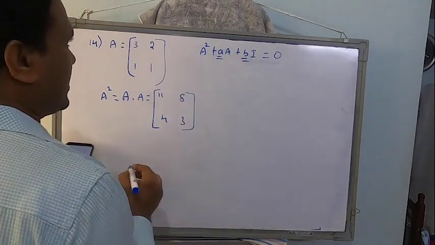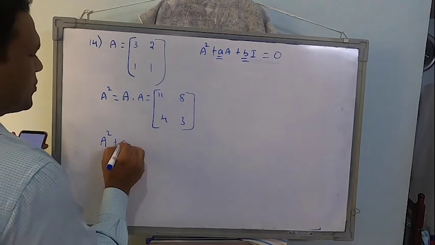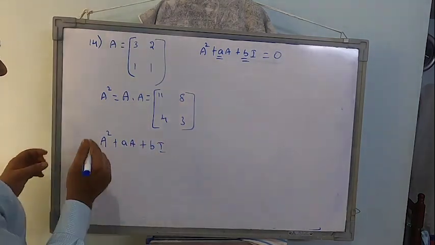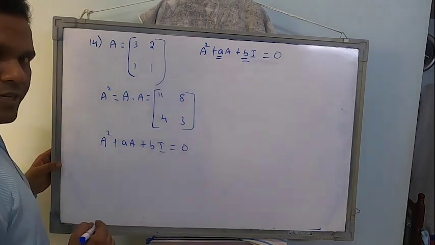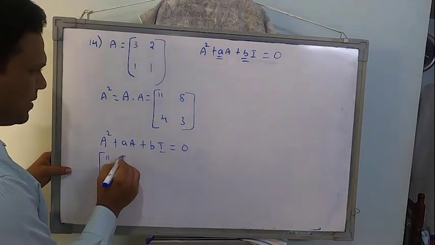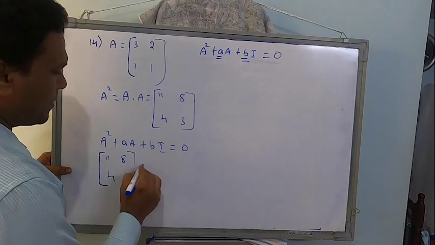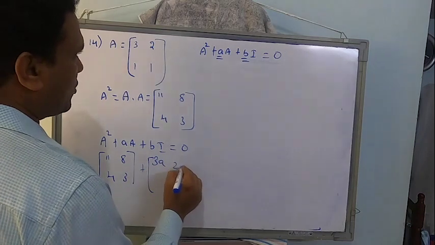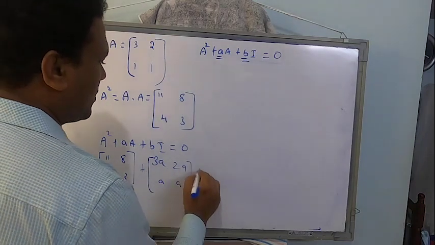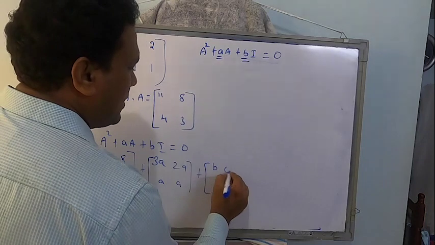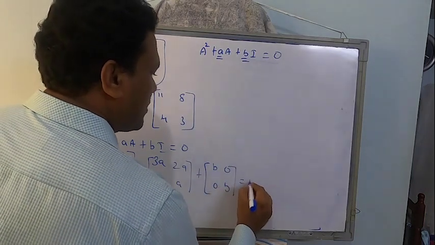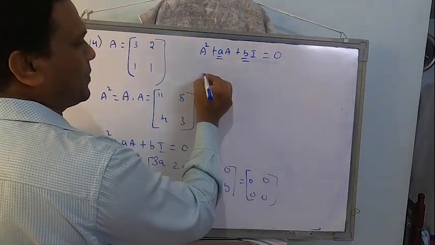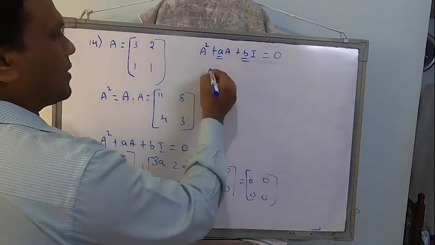Fine. So let me just take this condition what has been given to us, A square plus a into A plus b into I. By taking this condition, what is the value of A square? Remember, this condition is already 0. So what is A square? 11, 8, 4, 3 plus each element of A is multiplied by a. So this is going to be 3a, 2a, a and a, plus b into I, b, 0, 0, b, and that will be equal to 0. That means it's a 0 matrix actually, not just 0. Clear? Okay. Now let me just add up the left hand side.